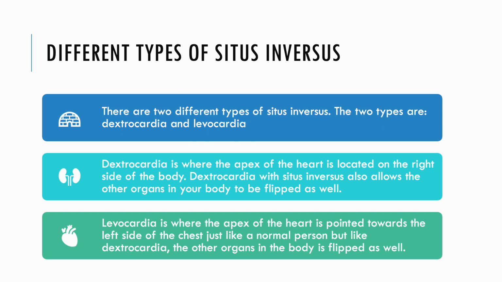Dextrocardia and levocardia are basically the same thing, except it just depends on where the apex of the heart is placed. With dextrocardia, the apex of the heart will be located on the right side of the body. With levocardia, the apex of the heart will be pointed towards the left side. I do know some people can have dextrocardia or levocardia and may not have situs inversus. They may just have that type of condition. But typically a person that has either one of these will have situs inversus.